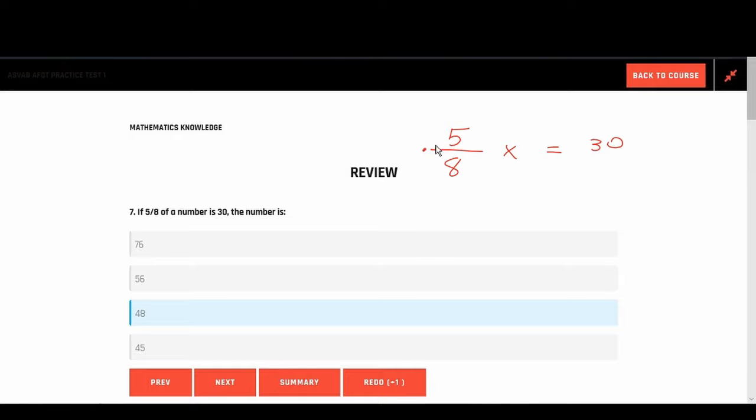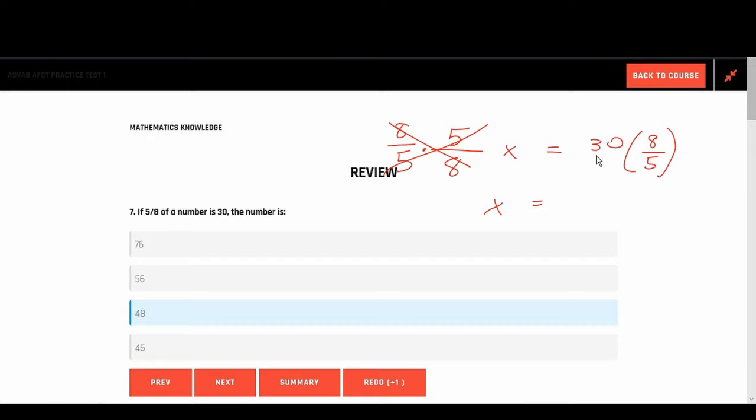To get rid of this 5/8, I'm going to multiply it by the reciprocal, namely 8 over 5. And what I do to one side, I have to do to the other. Okay, this crosses out. We're left with x equals.